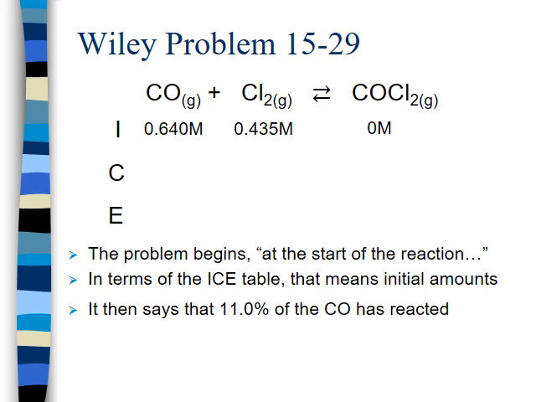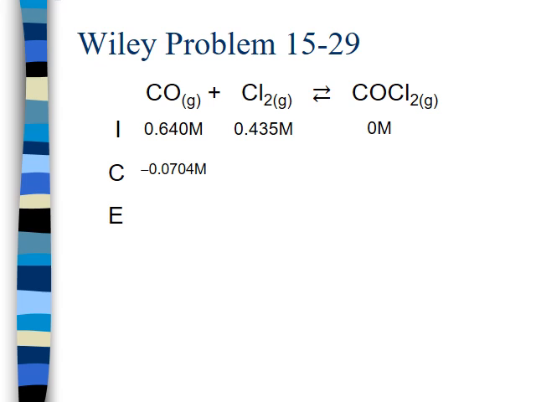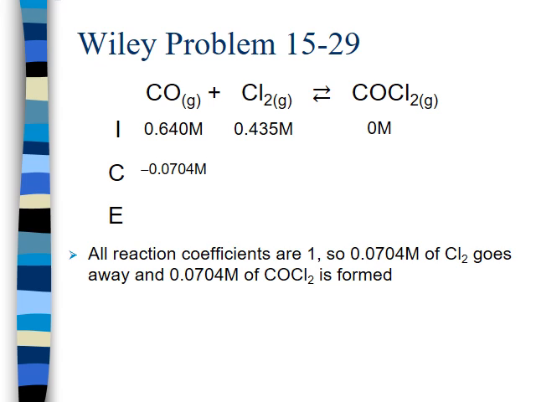11% of the carbon monoxide has reacted. That is our change. 0.110 times 0.64, 0.0704 molar. That's how much goes away. We're not putting an X like we did before because it tells us how much goes away. Minus 0.0704. Now the stoichiometric coefficients are all 1. So if 0.0704 molarity of carbon monoxide goes away, the same amount of chlorine goes away, and the same amount of phosgene forms.